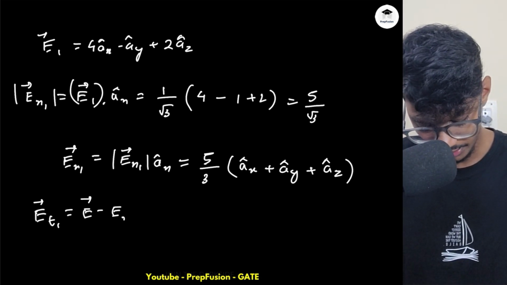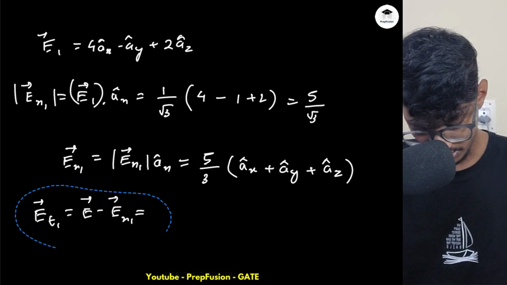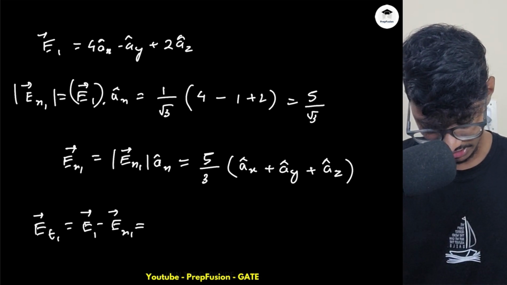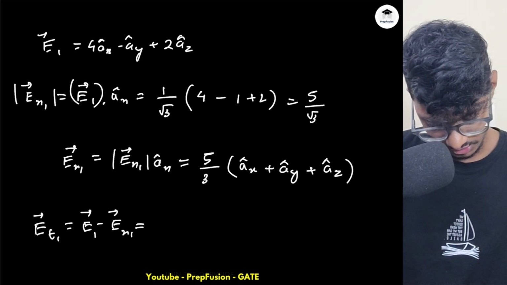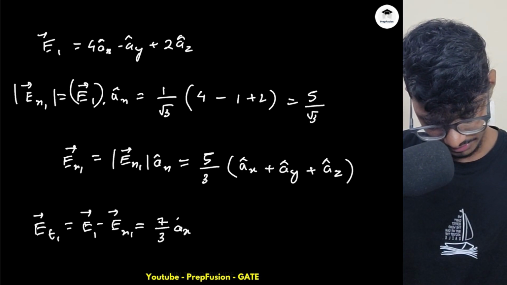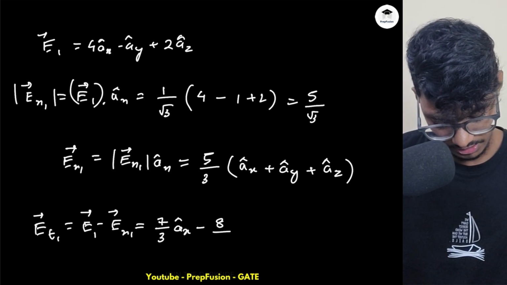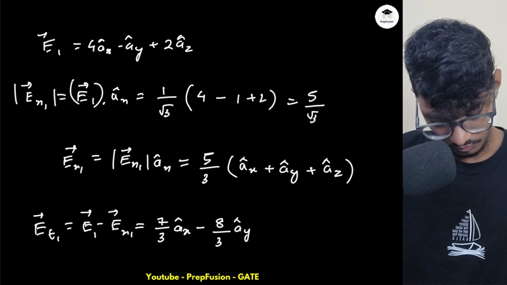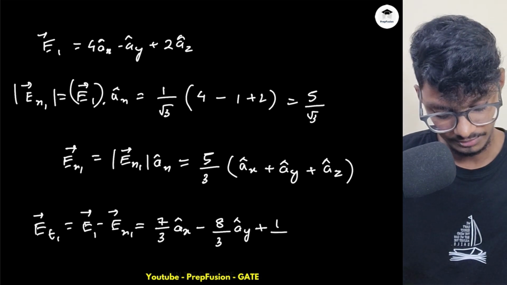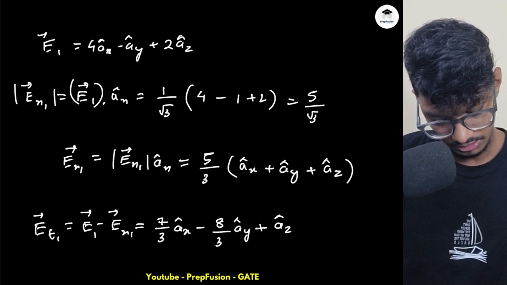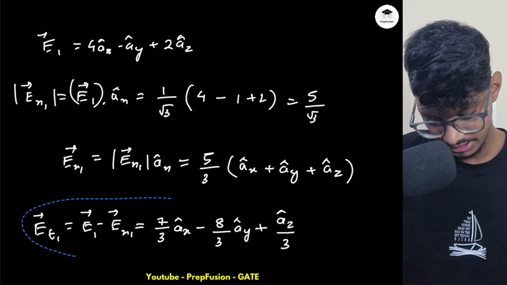This is not that straightforward. You have to identify the surface equation and all. So we have to subtract from the main electric field E1 to get the tangential. So 4 minus 5 by 3, it will be 12 minus 5 by 3, so it will be 7 by 3 ax cap direction. Then minus 1 minus 5 by 3, so it will be minus 8 by 3 ay cap direction. Then 2 minus 5 by 3, so this will be 6 minus 5, so 1 by 3 az cap. Okay, so this is the case here.